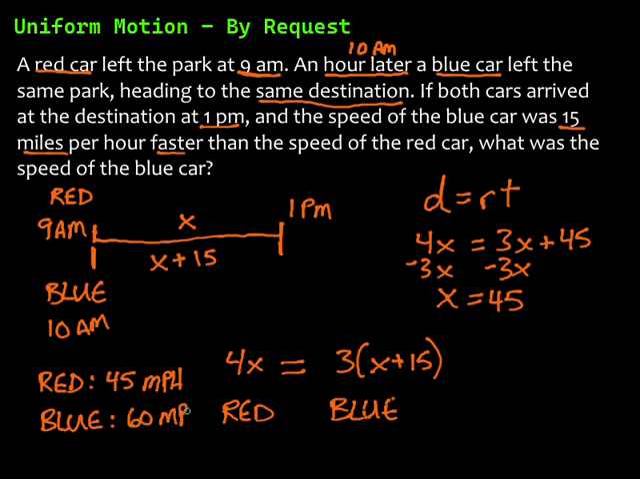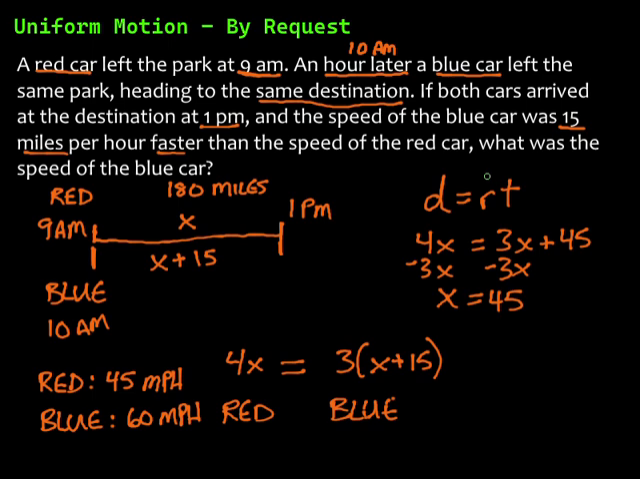Now, how could we check this and make sure we're good? Well, what we could do is figure out the distance that was traveled. If we went 45 miles per hour for 4 hours, that would be 180 miles traveled. So as long as the blue car traveled 180 miles in that time as well, we know that we're correct. So 60 miles per hour, traveling for 3 hours. 3 times 60 is also 180. And so we should feel really good that we got this figured out.